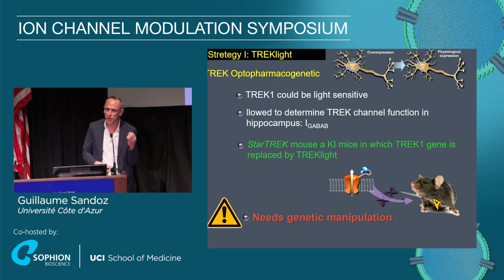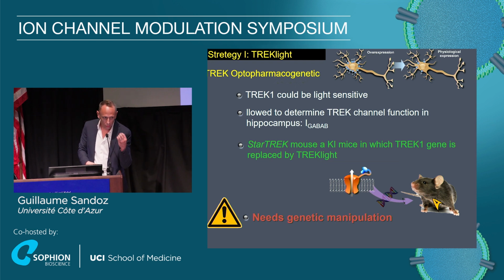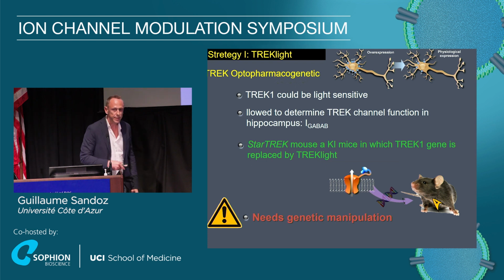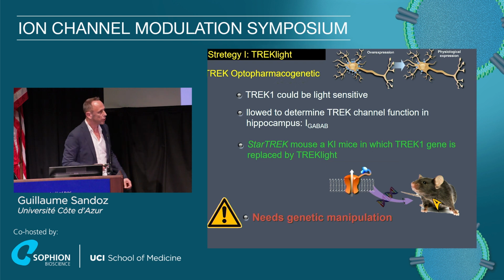In fact, if you transfect TREK-light, the expression of the channel at the surface of the cell will be largely higher than the density you can have under physiological conditions. This is the reason why we have used a trick. We have used an animal model, which is called Star Trek. Star Trek is a knock-in mouse in which we have replaced the wild-type TREK-1 gene by its light-gated homologue. This means that this mouse behaves like a normal mouse, but when you want and where you want, you can close the channel and look at the function of the channel.